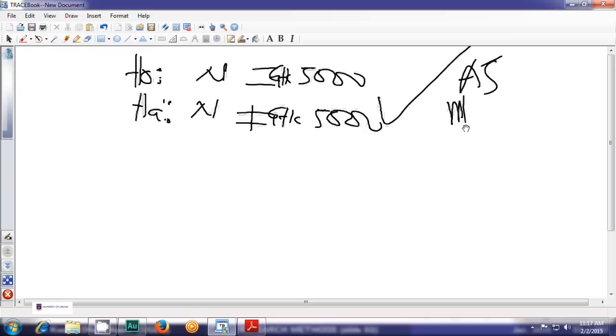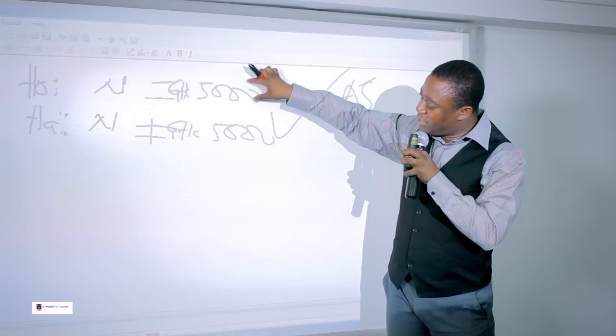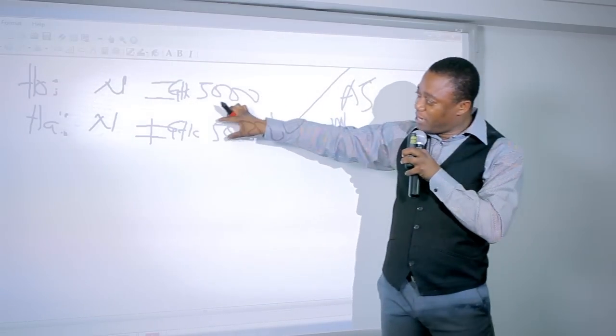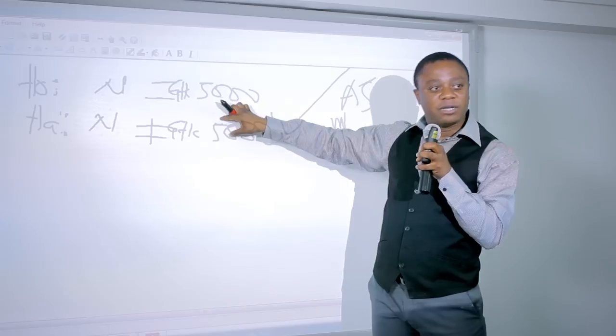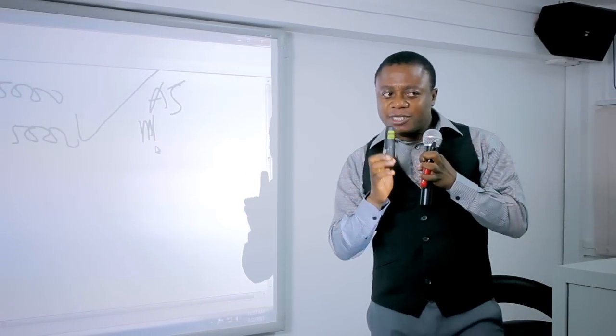Once you have your null and your alternative, let's try to put this one in simple English. Simple English means what? It means that the population mean turnover is 5,000. The population mean turnover is not what? 5,000. Very simple. But to be honest with you, take your time here.